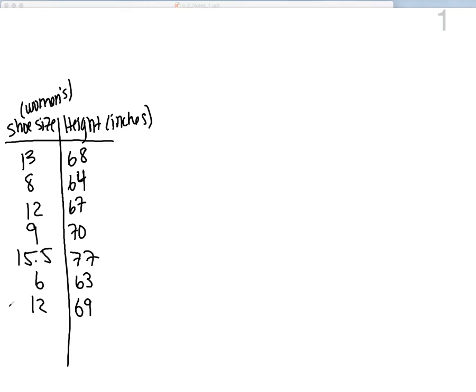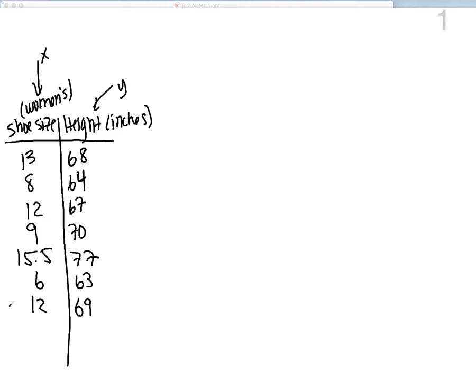Guys, stop putting this in your calculator, because I cannot stress enough how important this is. The question is going to say something like, find the equation of the line predicting height based off of shoe size. What am I saying? Predicting height based off of shoe size. Height would be the y. So then your shoe size in women's size, this is x.